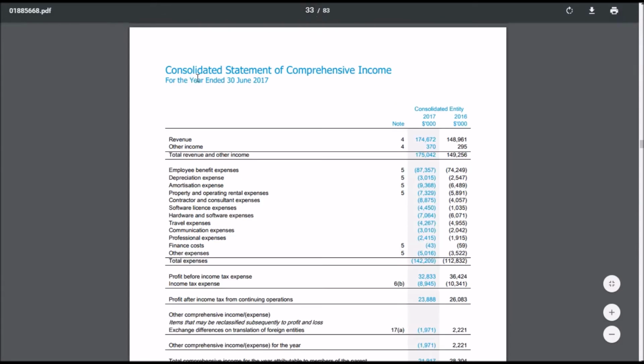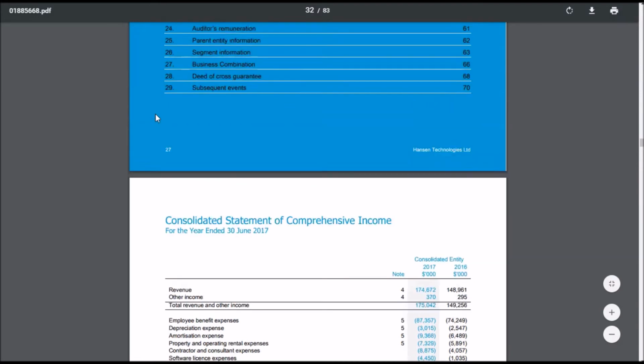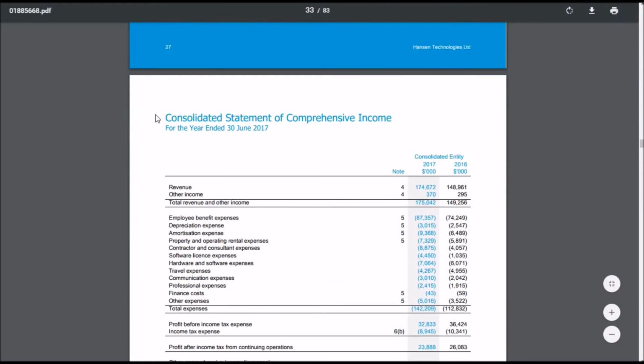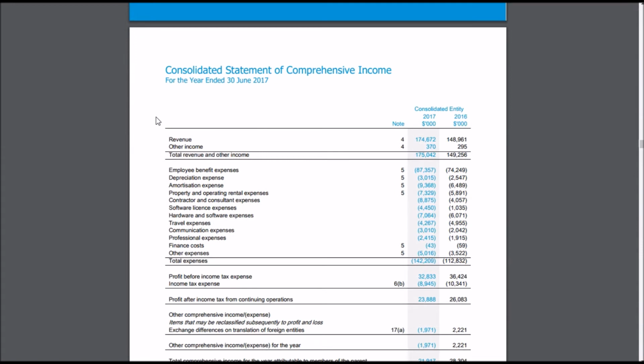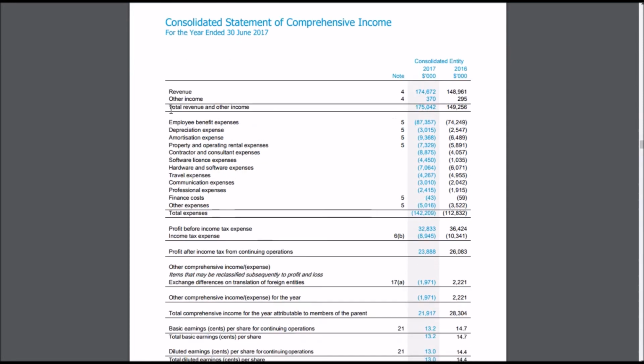So I know in this return the numbers start at page 33. So this is what you're looking at here, the statement of comprehensive income. There's a few names for this. Personally, I call it the profit and loss, the P&L. So this shows revenue for the year, and you compare it to 2016. You can see it's up fairly significantly.